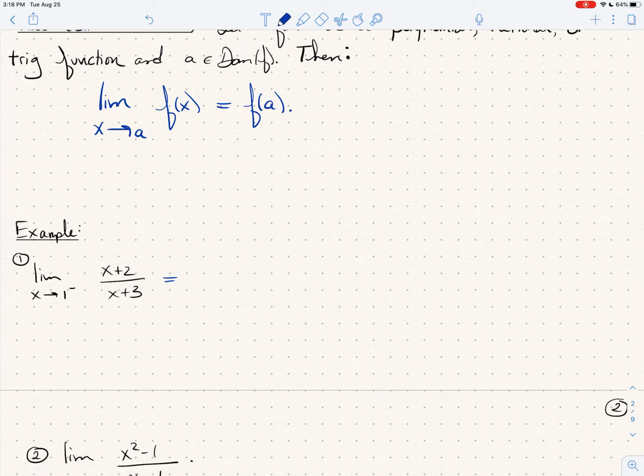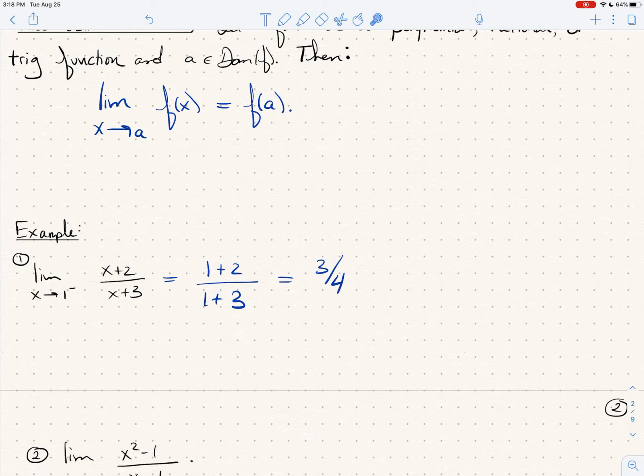This is just, I'm taking the limit as x goes to 1 from the left. But as we saw last time, I know that in this function, that's going to just be, plug in 1. I get 1 plus 2 over 1 plus 3. I get 3 over 4.